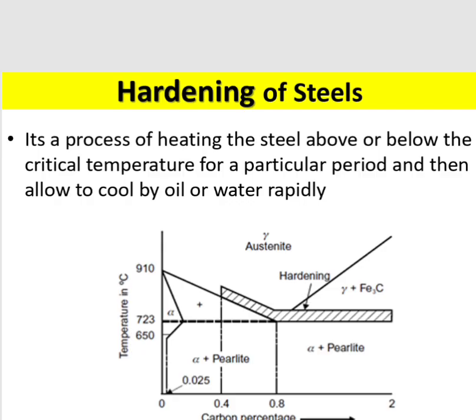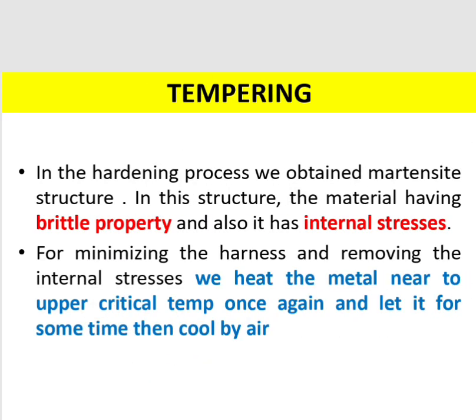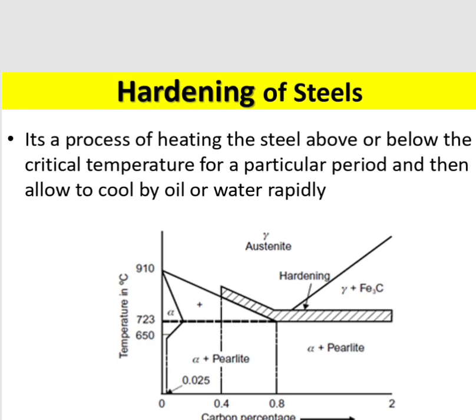In the graphical representation, the axes are temperature and carbon percentage. In that hardening process, we heat the material above the upper critical temperature of 723 degrees Celsius, then hold for some time and cool in oil or water. The temperature is rapidly reduced, so we obtain a hard structure.